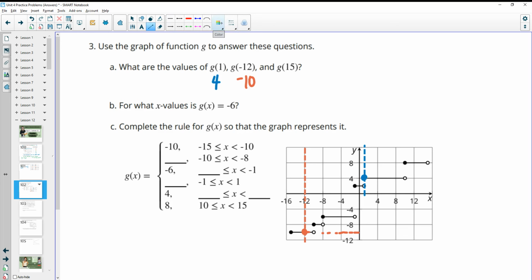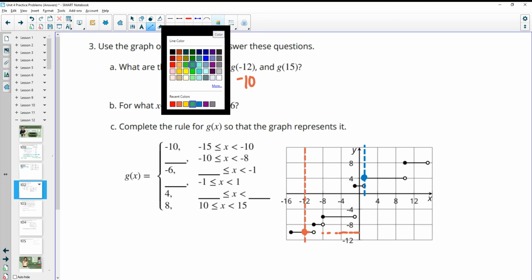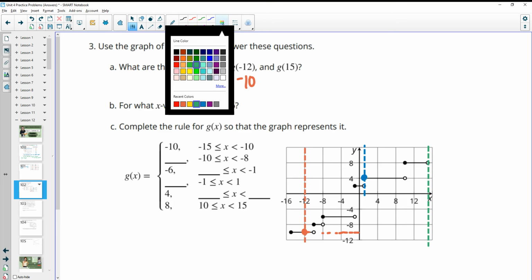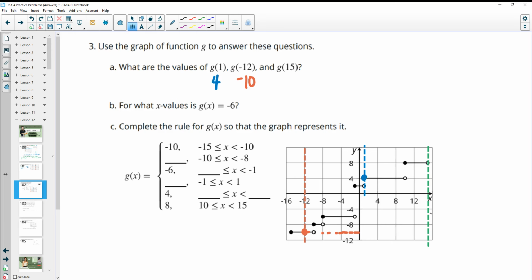And then g of 15. So here's 12, so 15 is going to be, whoops, and they're counting by 4s. So this would be 16. So 15 is probably right here. And when we look at this one, we actually don't have any graph on this line because this is an open circle. So that means that g of 15 is actually undefined or doesn't exist.